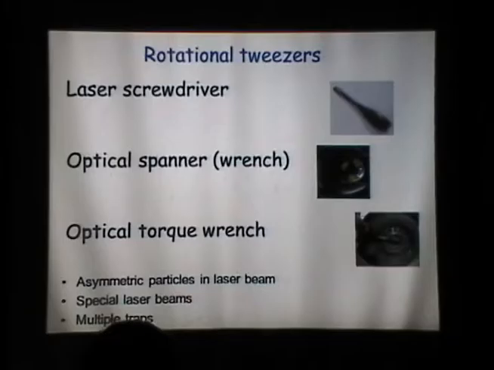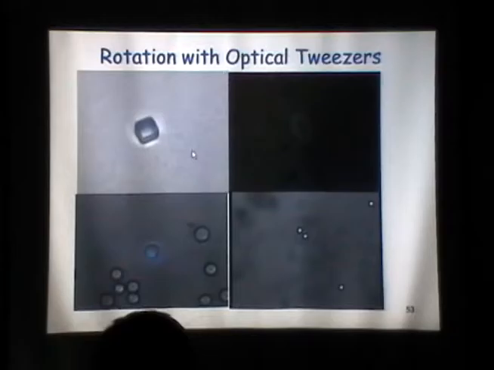So here are examples of rotation. This is a calcite crystal grown in the lab which can be made to rotate. Not that you can use it for anything, but it looks quite pretty. You can have an elongated particle. Can you see that? This is an elongated particle here. It's a shard of glass, which is rotated in a Gaussian beam.